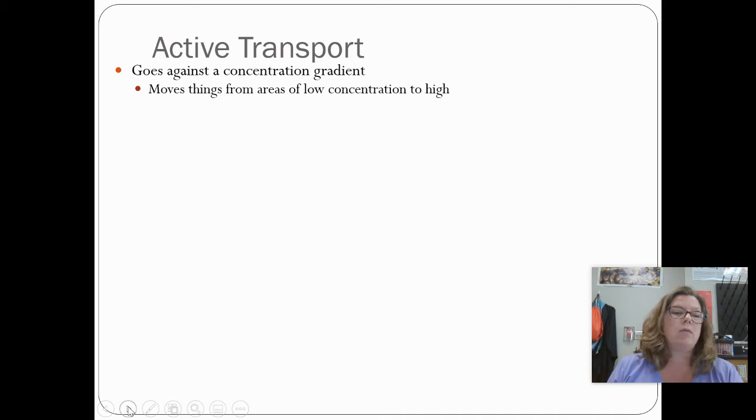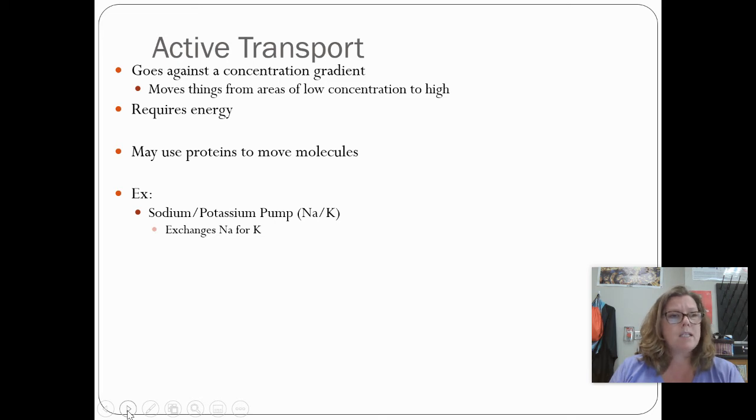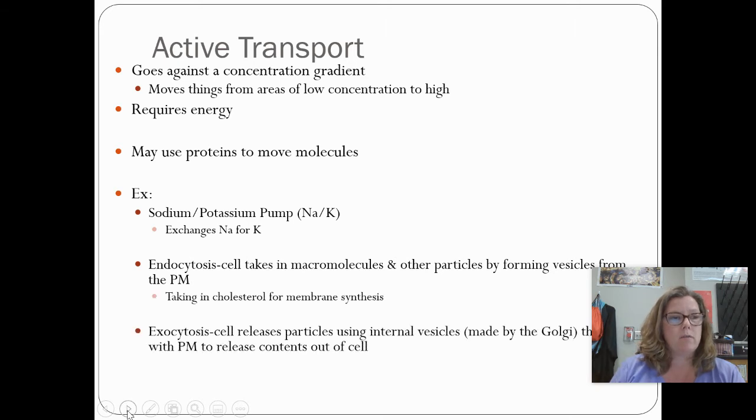In other words, you have to actively pump the ions, and that's going to require energy. So now our protein is going from being a carrier protein to a protein pump. We've given it an active name. So oftentimes it's going to use a protein to do this. So the sodium potassium pump is a great example of one of these active transport pumps. It's an ion exchange pump, and it's going to change sodium for potassium so that you're moving ions to where they're more concentrated. However, also don't forget that endocytosis and exocytosis are also active transport.